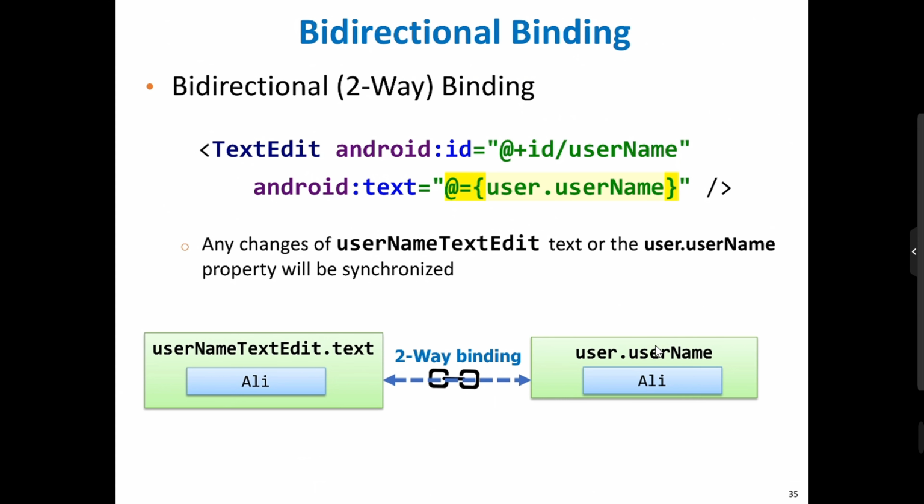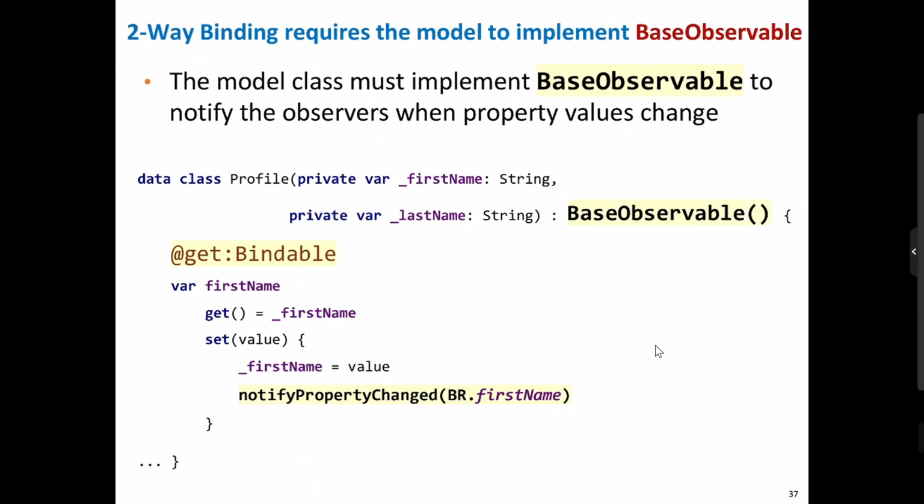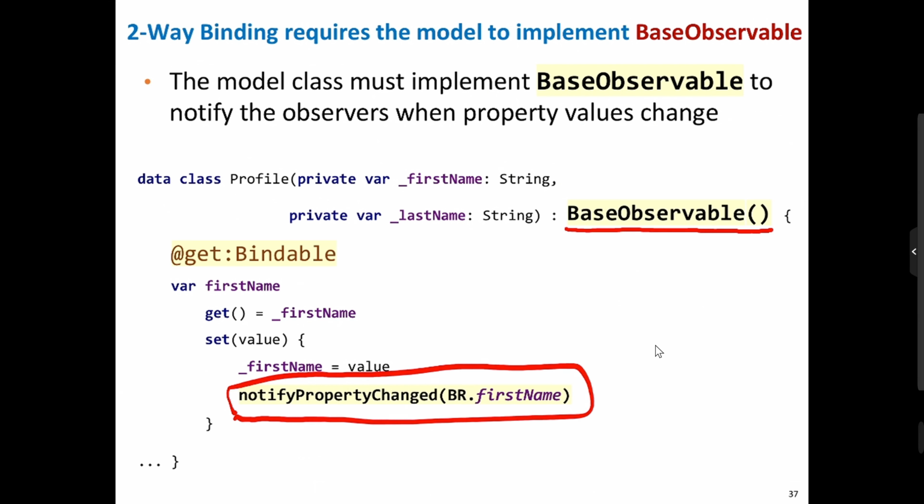But two-way binding is a little bit complicated in the sense that the object that you want to bind with must implement a class called BaseObservable. Then you need to provide a get and set, and in the set, whenever the value changes, you need to call notifyPropertyChanged. Also you need to annotate every property with @Bindable. So it's a bit too many things to do to get this small benefit of two-way binding. I put it here just for you to be aware of it.